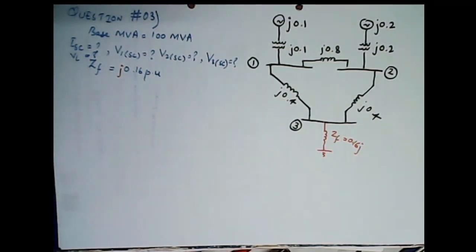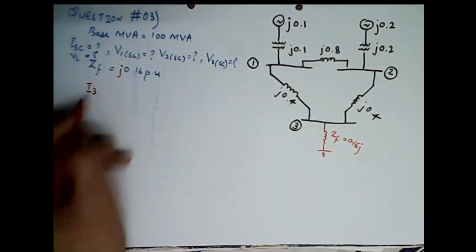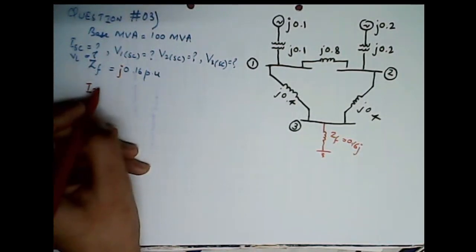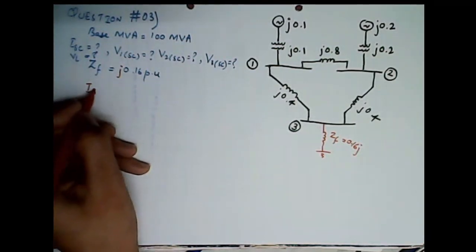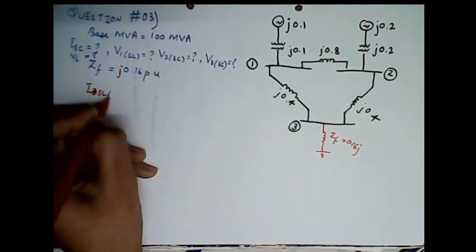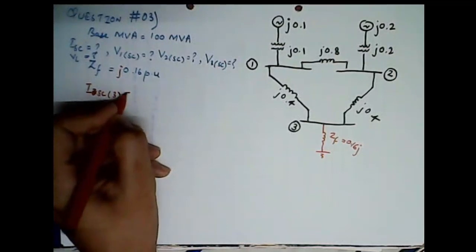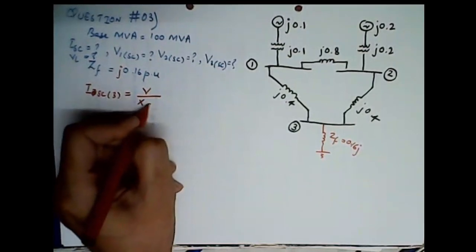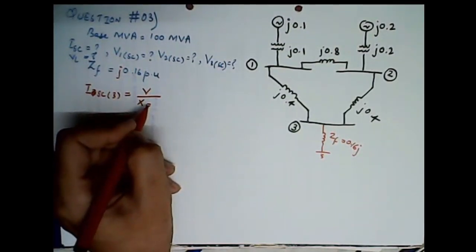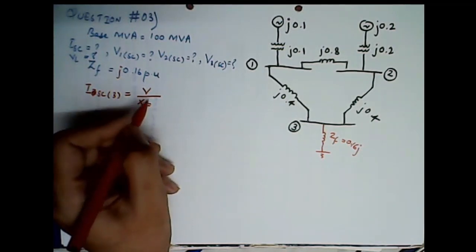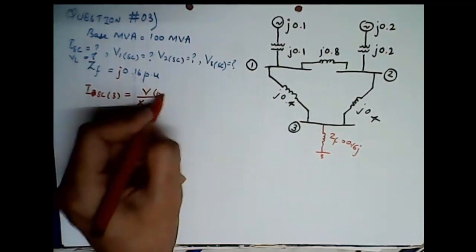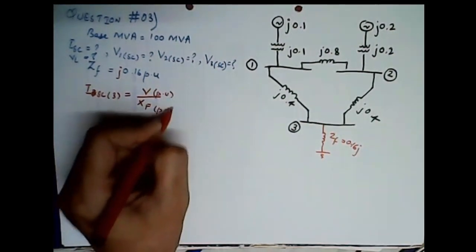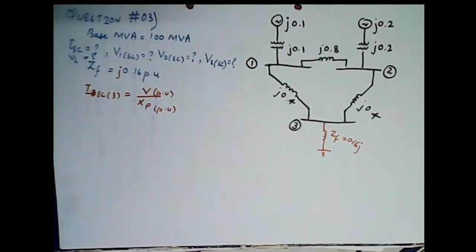So the very first thing that we need to do is to remember the formula. We know that I3, that is the fault current in case of bus 3, or we can say that ISC for bus 3 is equal to V divided by XF times 100, and since we have per unit here, it would be the voltage in per unit divided by the reactance in per unit, right?